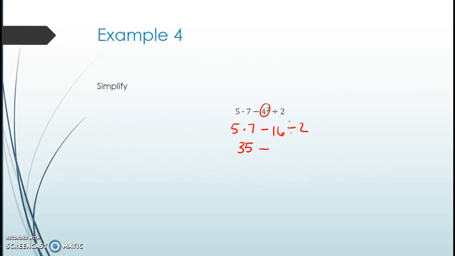But then I have subtraction, so I'm going to keep the subtraction symbol. But then here with the 16 is 16 divided by 2. And so I'm going to go ahead and take 16 divided by 2 and get 8. And then finally, I can subtract 35 minus 8 equals 27. And that's our final answer. And so there's examples of how to do order of operations.